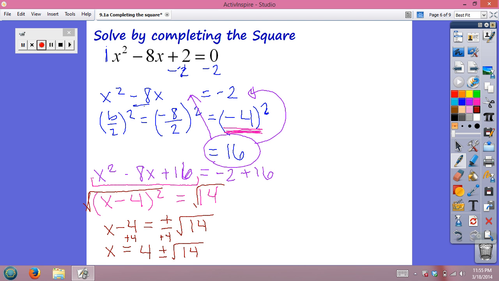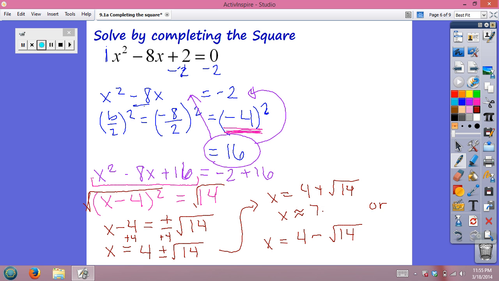Now we have to find both answers. So we get x equals 4 plus the square root of 14, or x equals 4 minus the square root of 14. Now if you plug that into your calculators, you will get x is approximately 7.74, or x is approximately 0.26.